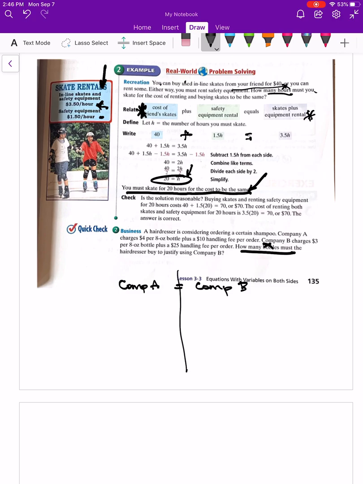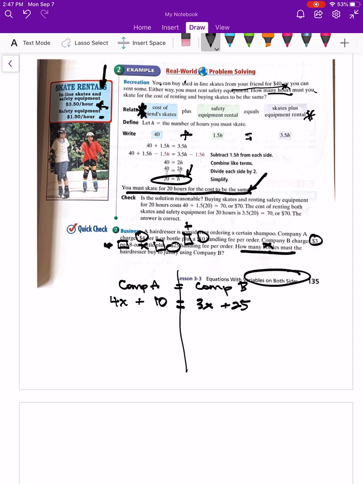Company A says they charge $4 per bottle. Bottle is our X, so that would be 4x, plus, there's our plus, a $10 handling fee, so plus $10. Company B only charges $3 per, meaning multiply, bottle. So that would be 3x plus a $25 handling fee. So check again to make sure that I have variables on both sides, and I do.